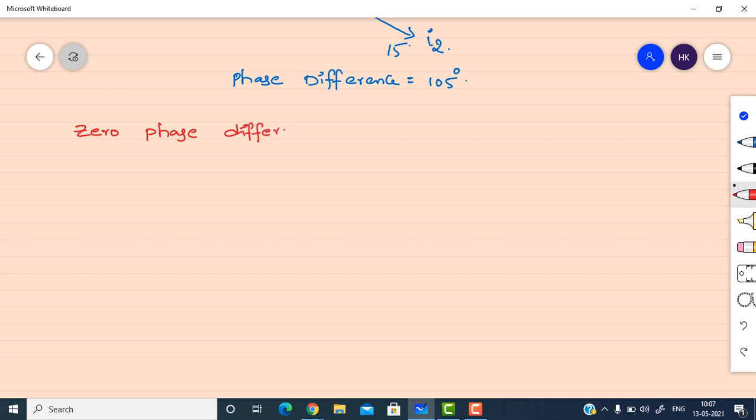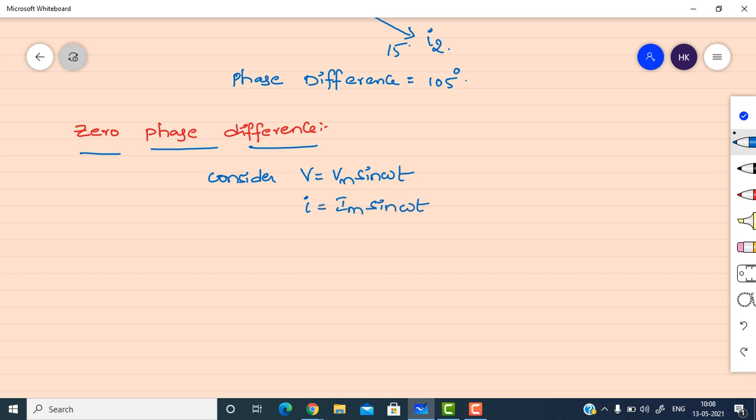Now just see a zero phase difference. I am considering two quantities. One is voltage, the equation is Vm sin omega t, and the current equation is I equals Im sin omega t. And let Vm be greater than Im. I told you the length of the phasor indicates this value, Vm and Im.